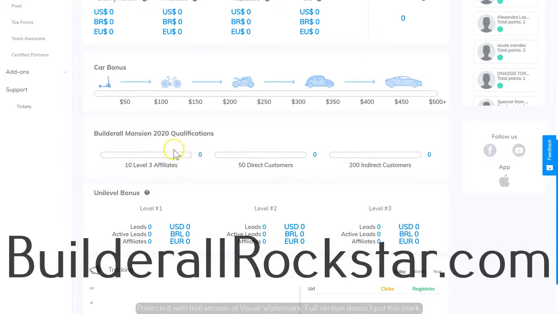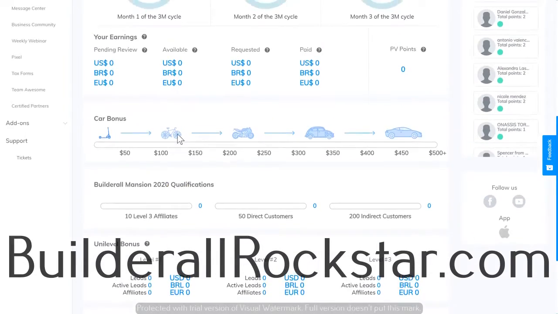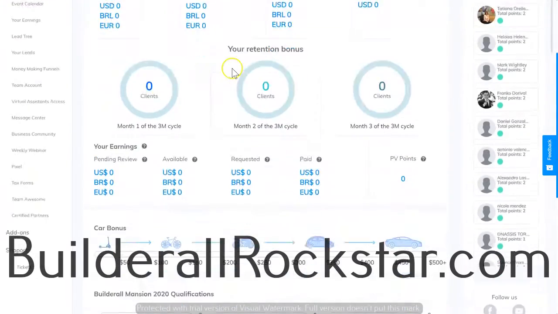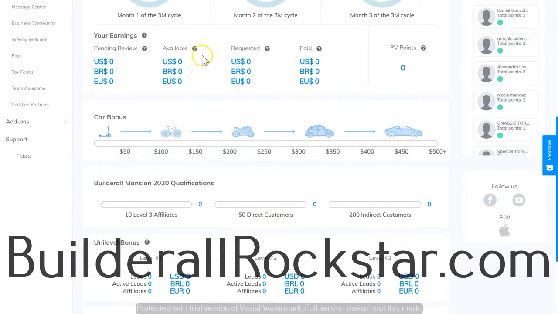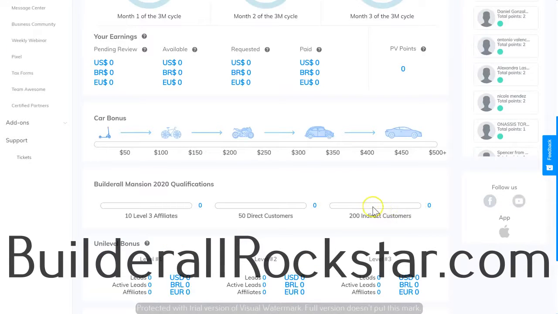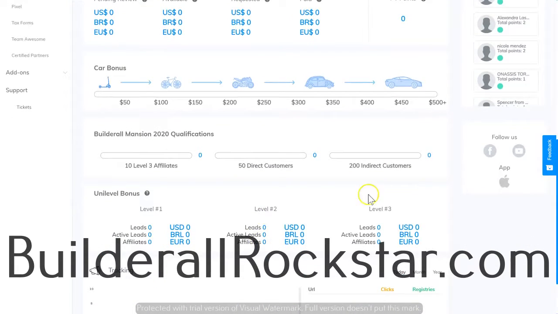Underneath here is the Builderall Mansion qualifications. The Builderall Mansion is an event that is held by Builderall. And to be eligible to go to the event, you need 10 level 3 affiliates. So 10 affiliates who have enough points and have qualified for level 3, 50 direct customers on your first line, and 200 indirect customers. So 200 customers on your first, second and third unilevel.